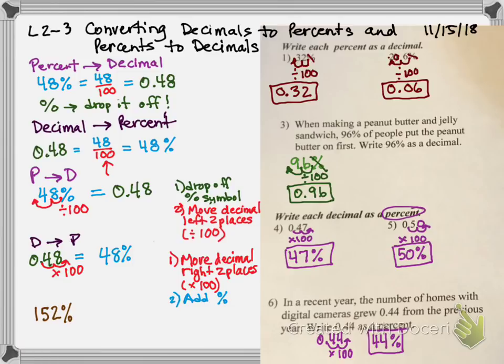Now, if I want to change 152% to a decimal, I'm going to drop off the percent symbol, and then move the decimal point left twice. Only twice. Because percent means divide by 100. So what do I get? Well, I get 1 and 52 hundredths. Okay? A lot of people think that I'm going to move it all the way to the end, but that would be dividing by 1,000. That's 3 zeros, moving it 3 places. So be cautious with that idea.